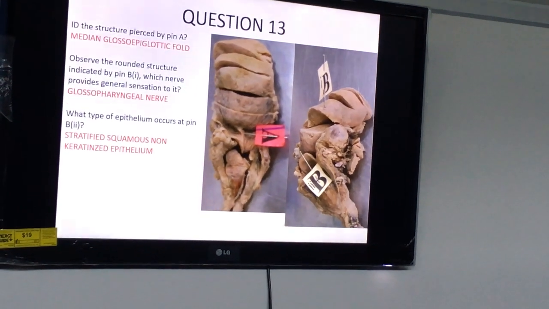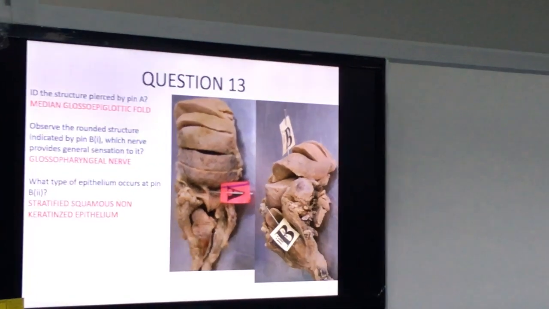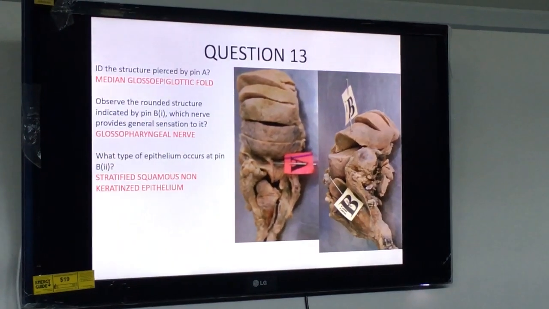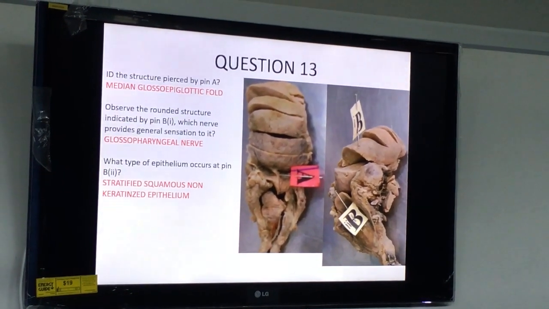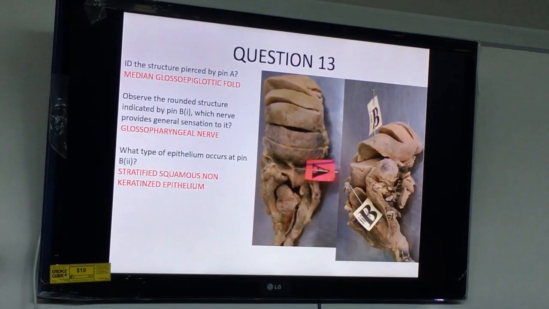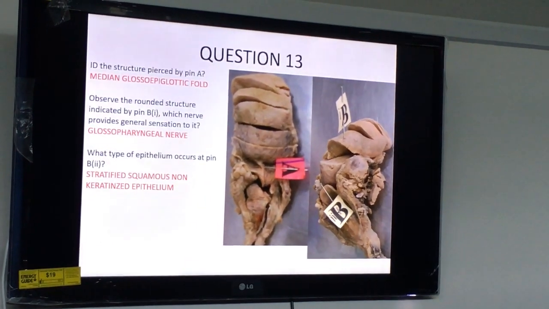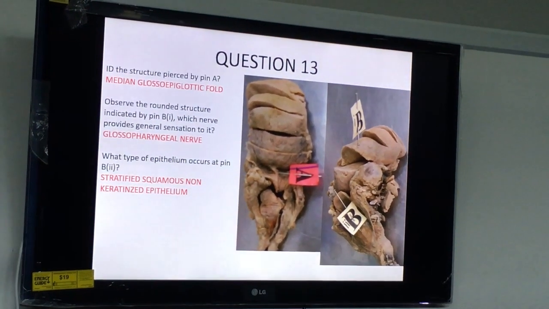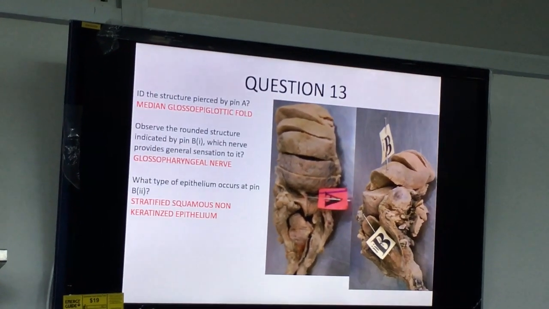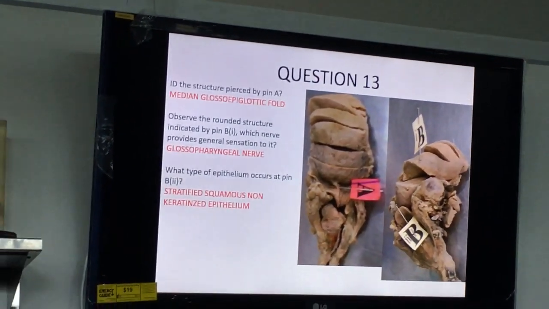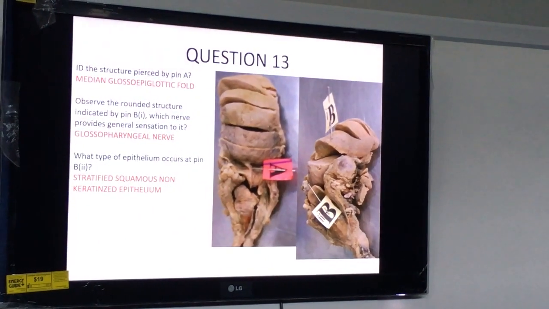So which type of epithelium now occurs at pin B2? I can't even say what pin B2 is, but it's a general idea. What do you think? Well, you can peep over to the hand. So what do you think that area would be though? Maybe stratified squamous non-keratinized for the triangular membrane? What do you think about that area B2?